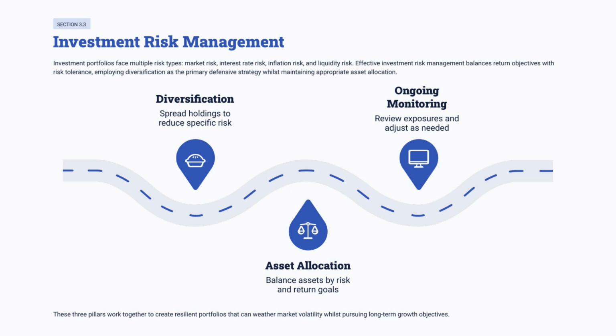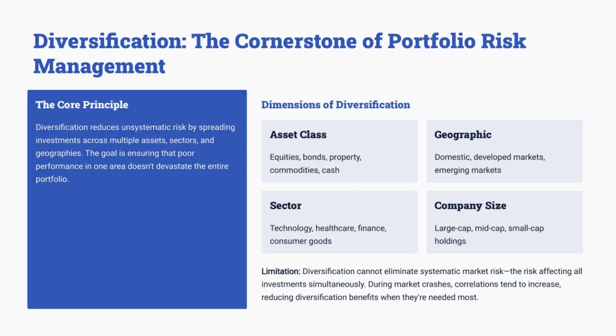Diversification is essential in managing portfolio risk by spreading investments across various assets, sectors, and geographies. It mitigates unsystematic risk, ensuring poor performance in one area doesn't impact the entire portfolio. However, it cannot eliminate systematic market risk, as correlations rise during market crashes, diminishing its effectiveness when needed most.